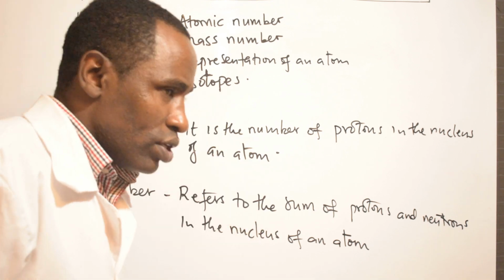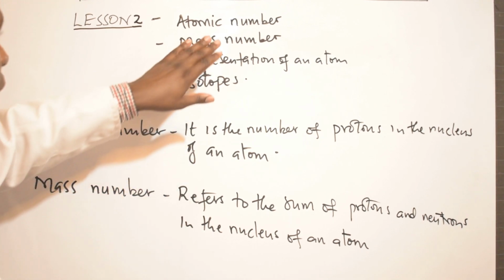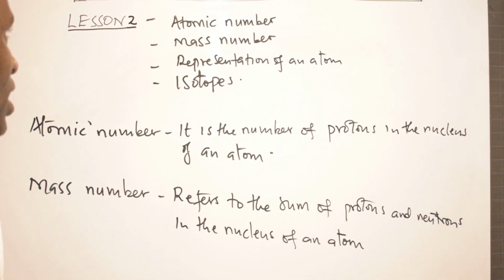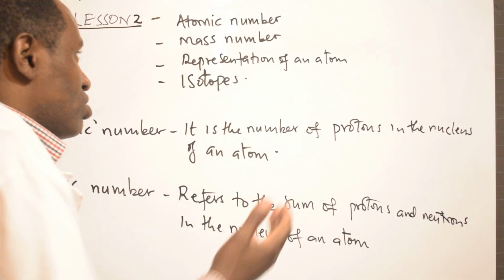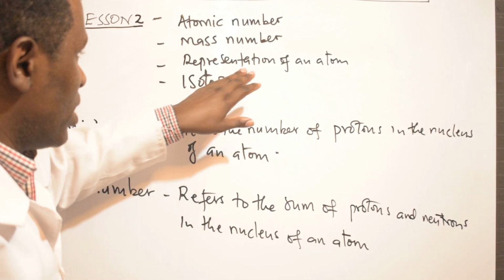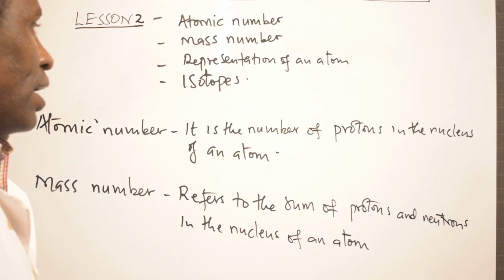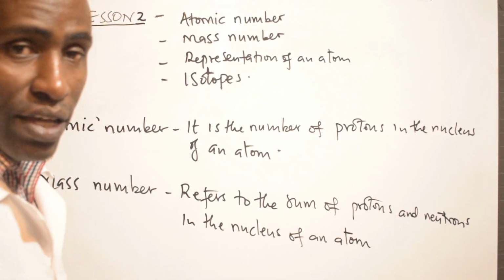Now, in today's lesson, I'll be taking you through some terms that we use when we're talking about atoms. The first term is the atomic number. Then we have the mass number. We may also look at the representation of an atom, and at the end of the lesson, we're going to look at the isotopes.